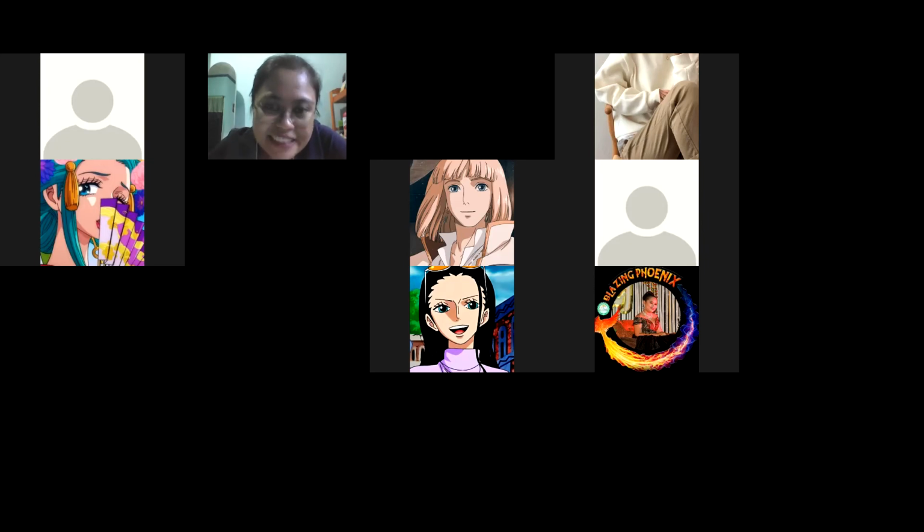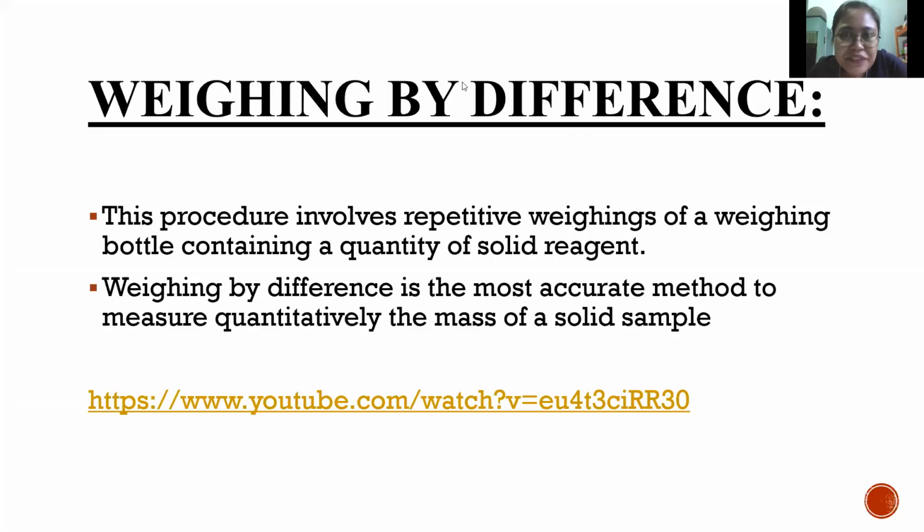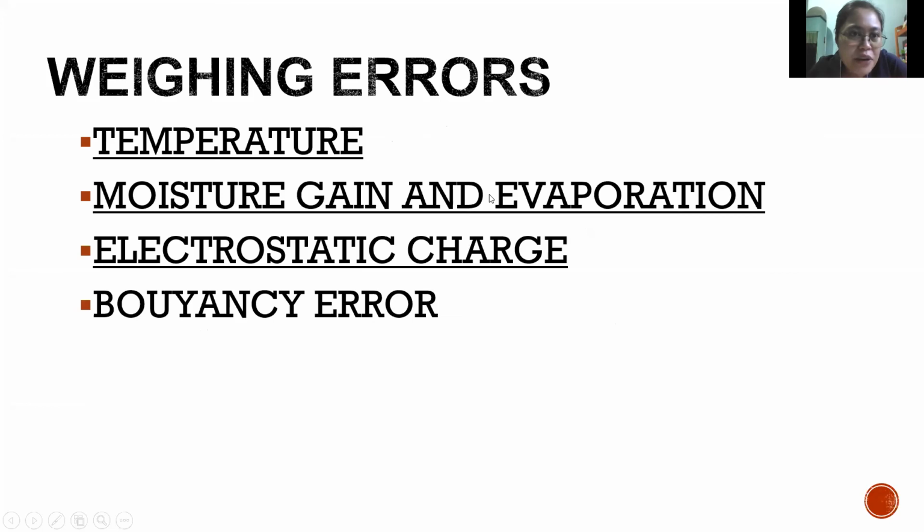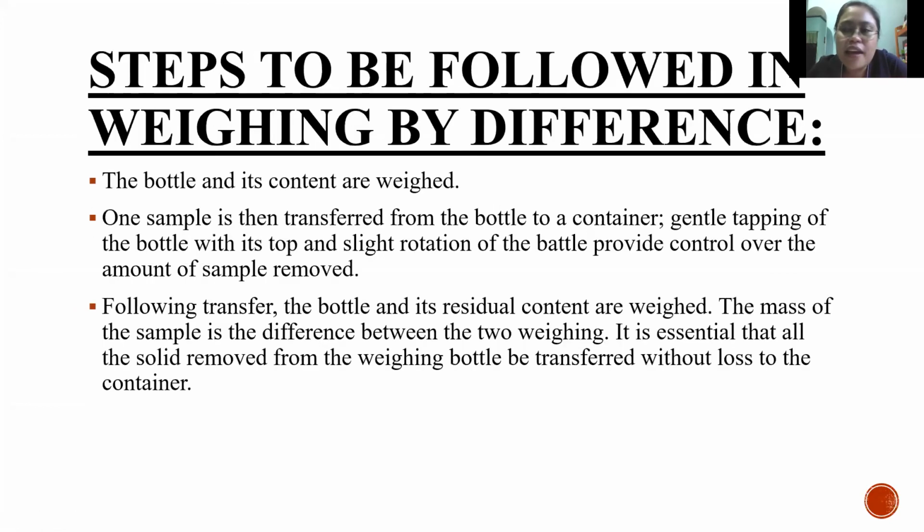Questions, class? None. Okay. So, the steps, of course: put the sample in the bottle, approximating the mass using the top load balance, then weigh it on the analytical balance, transfer the sample to the flask or container where you will conduct your experiment, and then weigh the bottle again, and then we just subtract to get the weight of the sample.